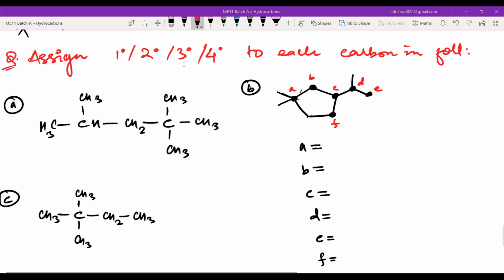Okay, Salman has sent me for the B1. Salman, can you please recheck for B and F? Yes, sir. The carbon labeled as B and the carbon labeled as F. Okay, let me. Oh, yeah, okay.